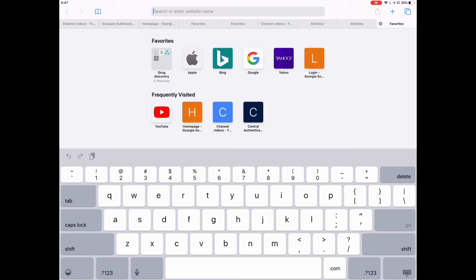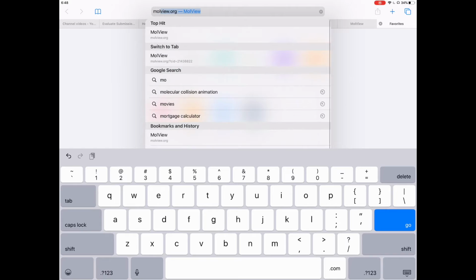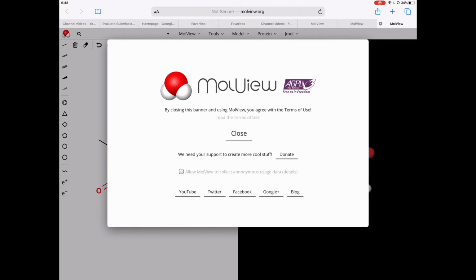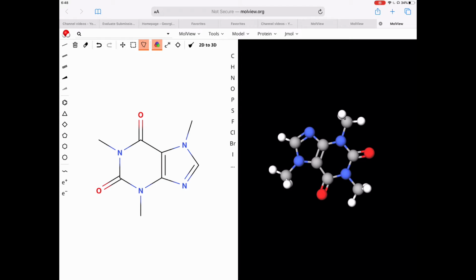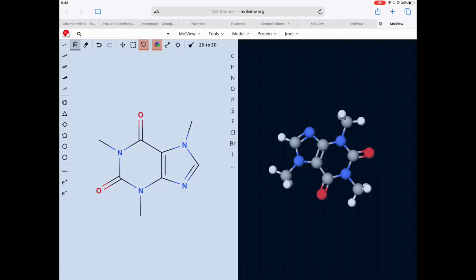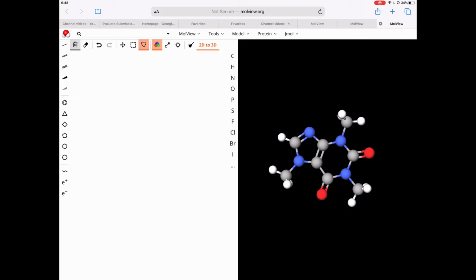In a browser, go to molview.org. So let's go to that website. So I'm going to close this. So here you can build a molecule and visualize the 3D version of it. So I'm going to erase this. So let's go to the delete and let's erase the molecule that we had.